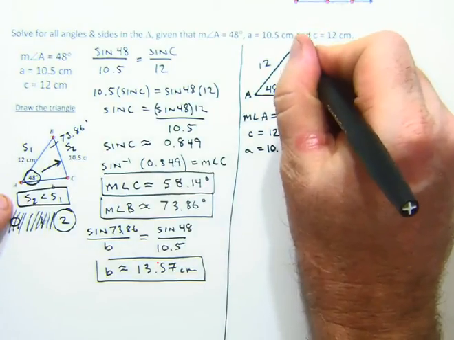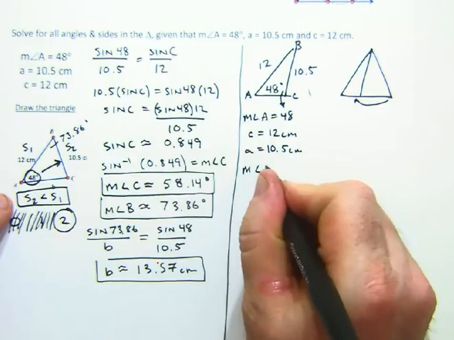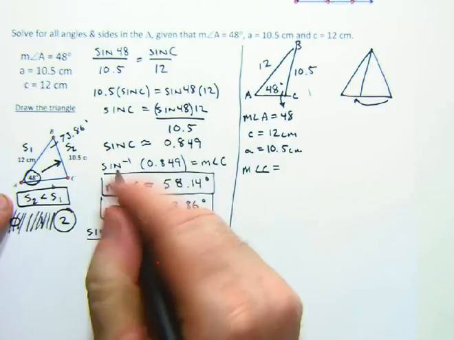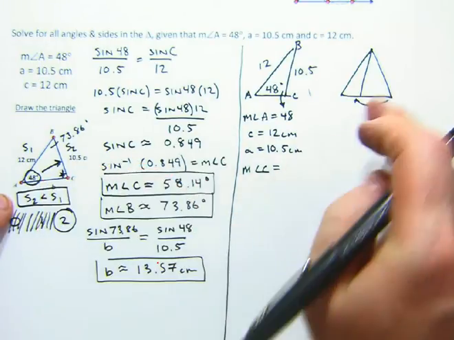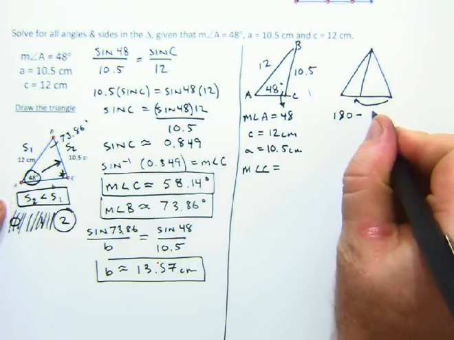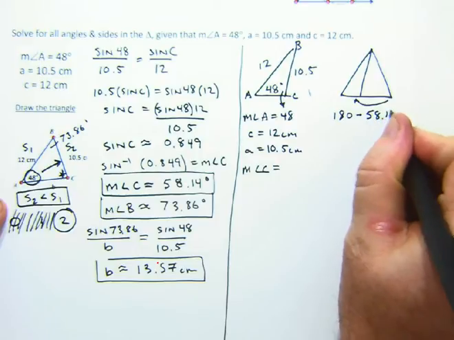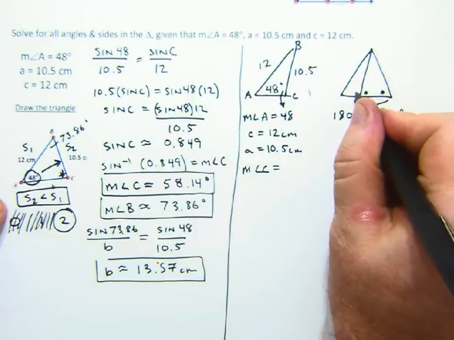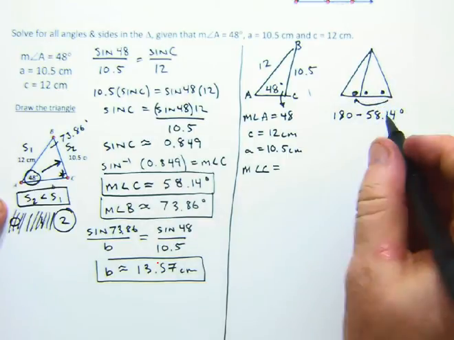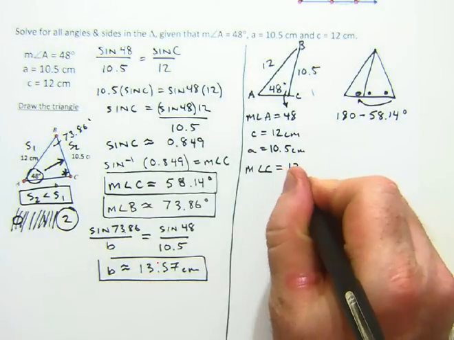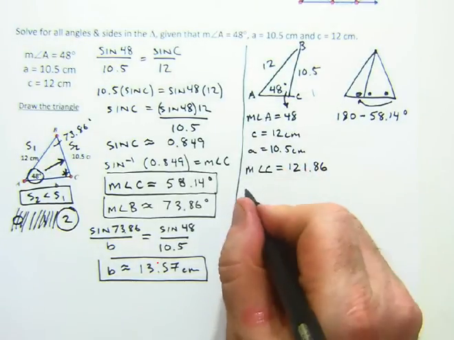But what we do now know is that the measure of angle C is not 58.14, because that's what it looks like here. When it swings in, it would be 180 minus that 58.14, because that angle would be the same as this, and so what's left is right in there. So angle C happens to be 180 minus 58.14, which is 121.86. Now I can continue.